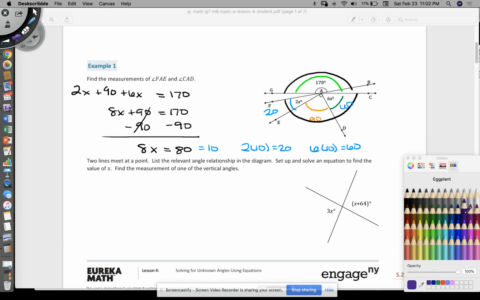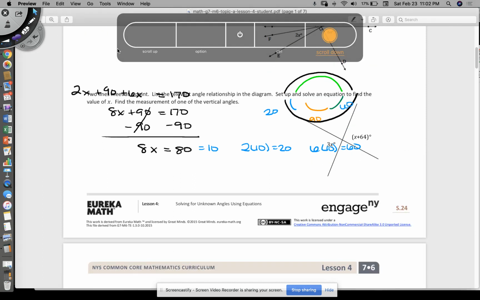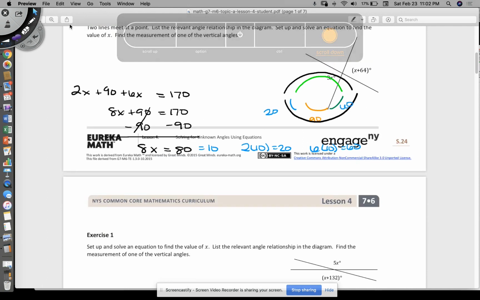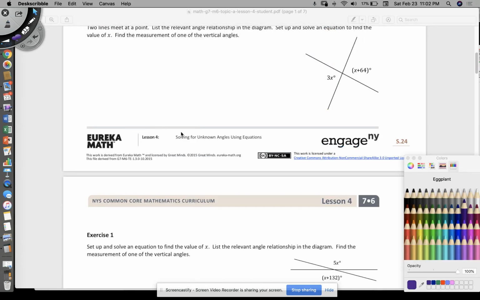All right, we have this cool looking thing down here. Let me pull it up. Okay, same thing. We have vertical angles, and I can see that right away. This angle is going to be equal to this angle, so we're just going to set those equal to each other. We're going to say 3x equals x plus 64. Now this one's a little different because I'm not going to move a 64. I'm actually going to move the x.